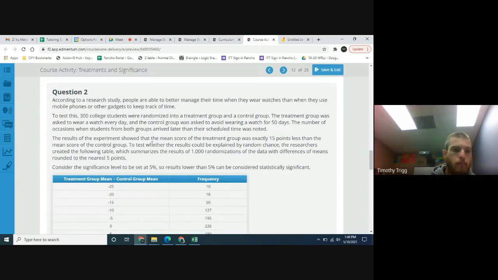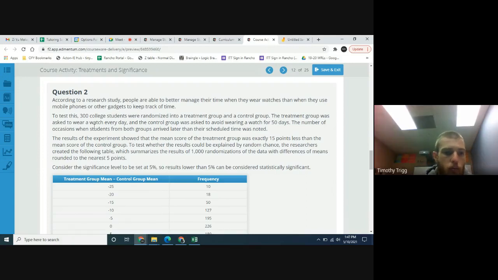Question 2. According to a research study, people are able to better manage their time when they wear watches than when they use mobile phones or other gadgets to keep track of time. To test this, 300 college students were randomized into a treatment group and a control group. The treatment group was asked to wear a watch every day, and the control group was asked to avoid wearing a watch for 50 days.